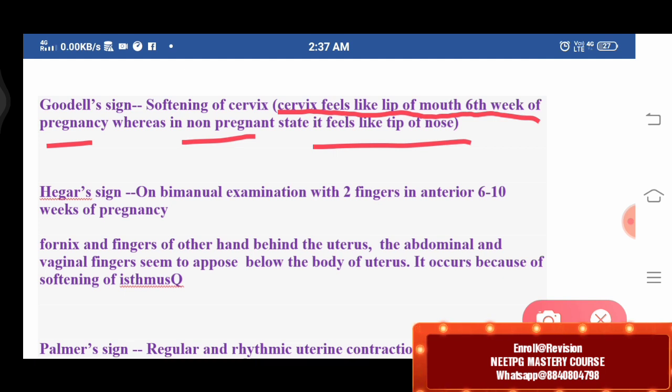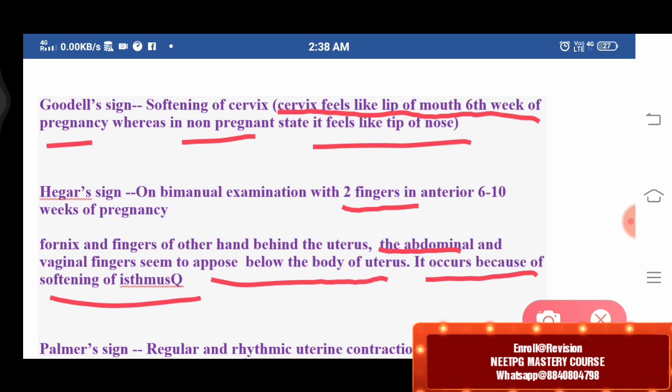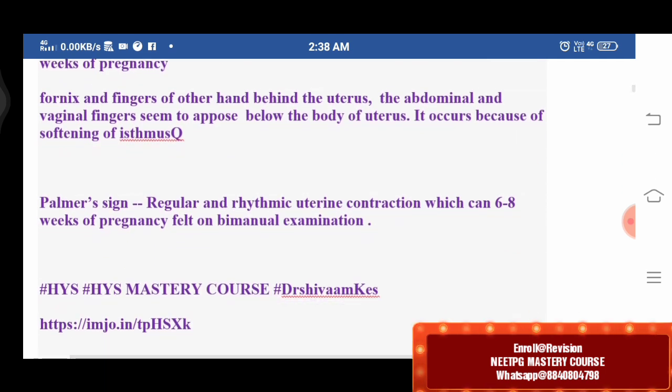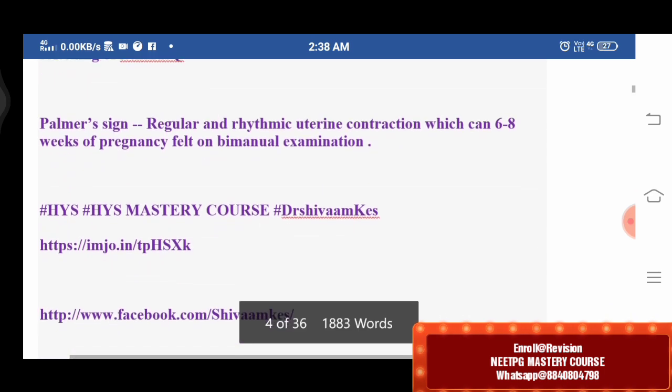Now Hegar's sign is a very commonly performed sign which is done by bimanual examination with 2 fingers, one in the anterior fornix, and the other, the abdominal finger, will be behind the uterus. So the abdominal and the vaginal fingers seem to oppose each other. So why does it occur? It occurs because of softening of the isthmus. So because of softening of the isthmus, both the fingers oppose each other.